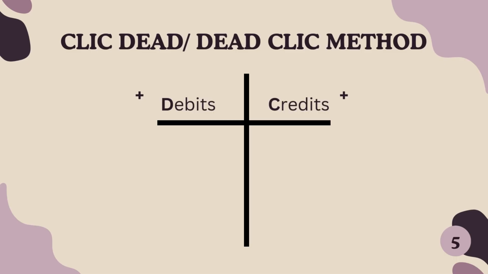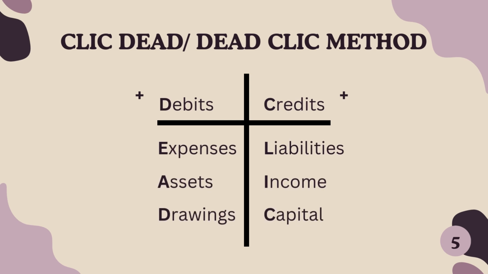I have a very effective method that helps me navigate how to treat each transaction. I call it the dead click system. You need to take note that debits are always on the left hand side and credits are on the right hand side. That is accounting law, okay? It's very important to understand that. Underneath debits, D is for debits, we have E for expenses, A for assets, and D for drawings. Underneath C, which is for credits, we have L for liabilities, I for income, and C for capital.